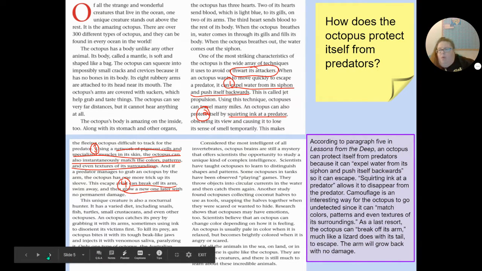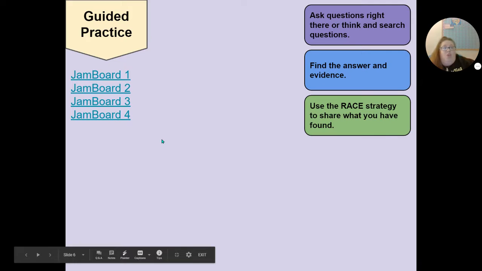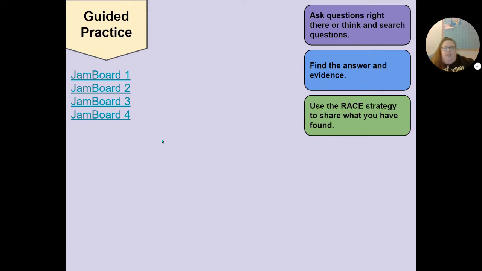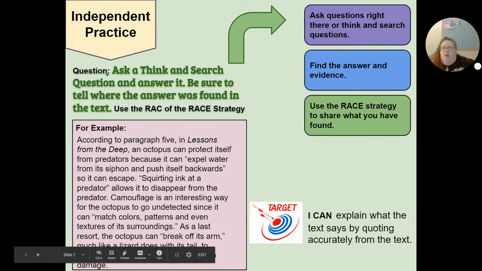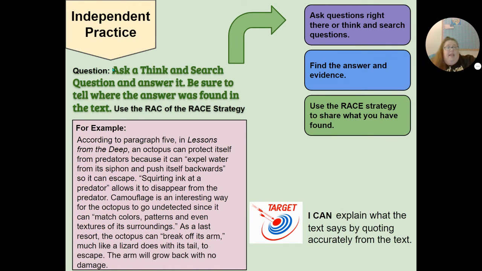All right? So, guided practice, we've got 4 Jamboards, we've got 1 article, we've broken it apart into 4 different sections so you guys can work in teams on the Jamboard to collaborate and ask right there or think and search questions, find the answer and the evidence, and use the race strategy to share what you have found. So today, boys and girls, your question that you're going to be answering in your Reader's Workshop notebook is going to be ask a think and search question and answer it.